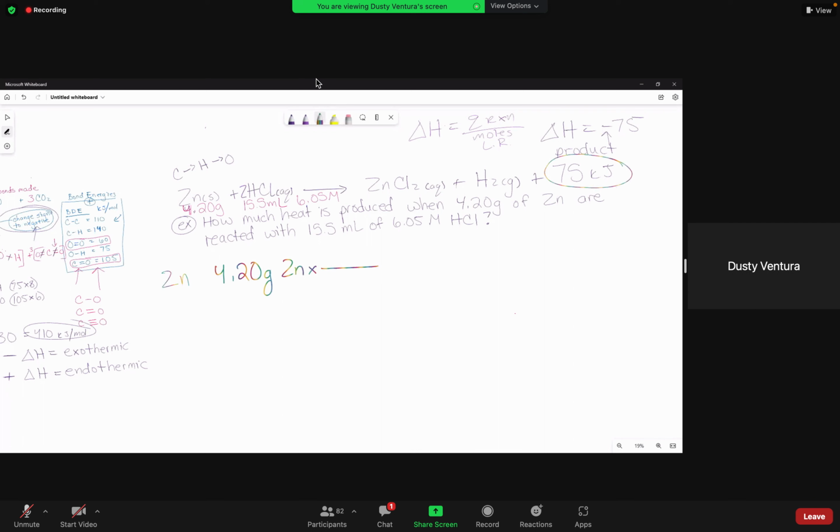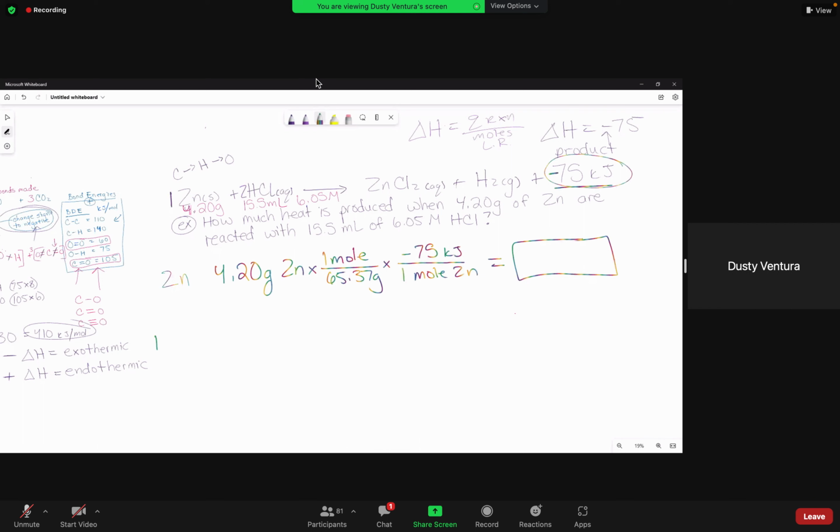Okay, zinc weighs 65.37. And then whatever coefficient is in front of zinc is the amount of moles related to this much heat. And there's a 1 in front of zinc. So 1 mole of zinc yields negative 75 kilojoules of heat. So this will be one possible yield of heat.